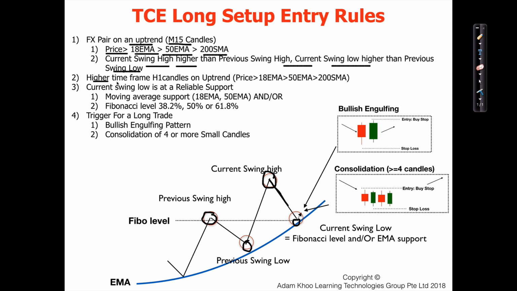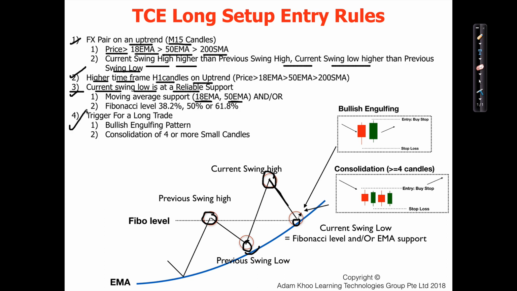Next, we check the higher time frame. On H1, we also want to see an uptrend. The first two rules are the same. The third rule is also the same, where if it's going to be bouncing off the 50, ensure that it was tested recently before. If it's bouncing off the 18, it must have been tested recently before as well. So the current swing low is a reliable support. It can be bouncing off either the 18 or the 50 moving average.